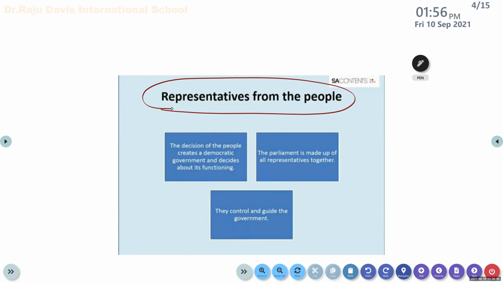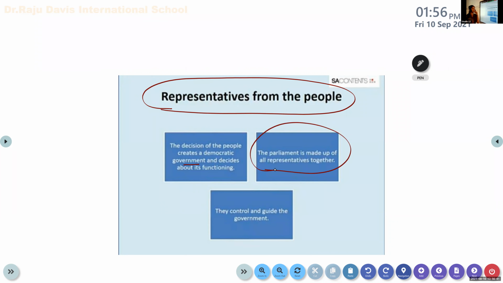And what is their function, children? The decision of the people creates a democratic government. If the people of that country decide the representatives, then it creates a democratic government. These are the people who decide its function. The representatives were elected by the people, and these all make up the Parliament.